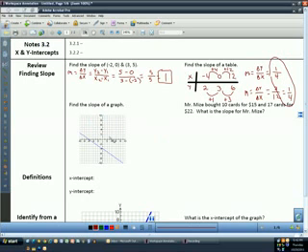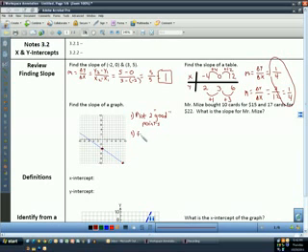Okay, next thing is finding the slope of a graph. In order to find the slope of the graph, what we do first is we plot two good points. These two points will enable us to find the slope. So the two points I'm going to use are this point, and I choose this point right here. Alright, so those are the two points.